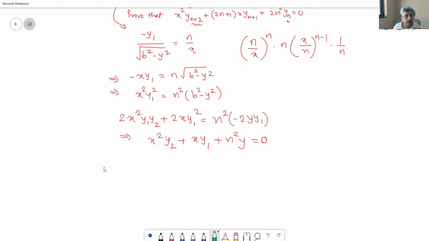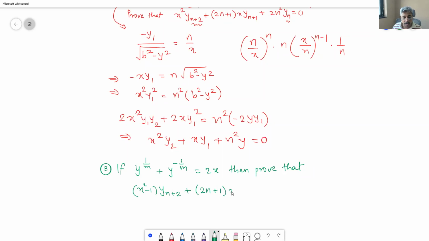I think it is the third problem. If y raised to 1 upon m plus y raised to minus 1 upon m is equal to 2x, then prove that x square minus 1 into yn plus 2 plus 2n plus 1 times x into yn plus 1 plus n square minus m square yn is equal to 0. Correct.